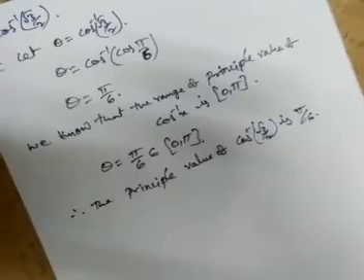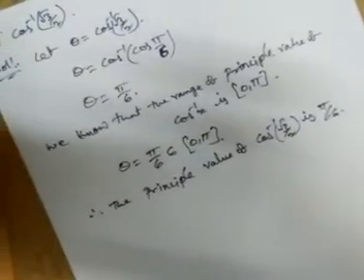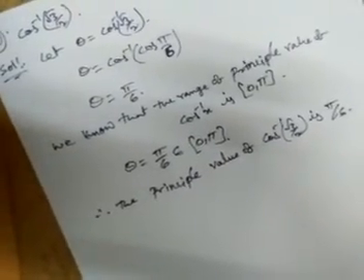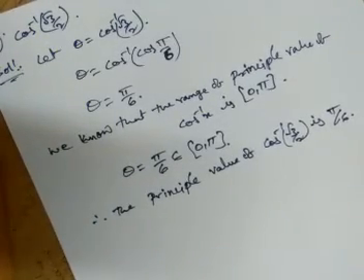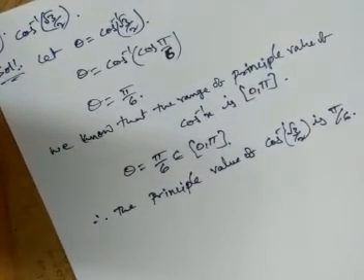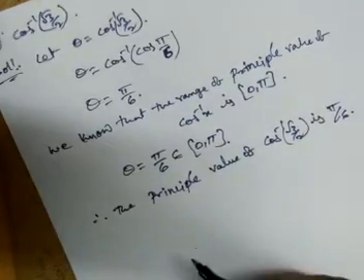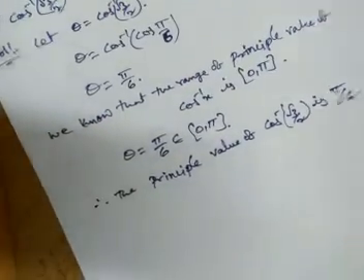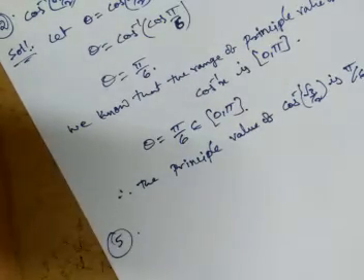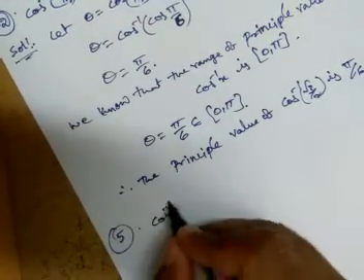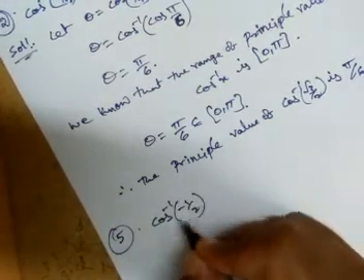Next, the third question is similar to the first and second question. Fourth question also is similar to the first and second question. Now I am going to explain the fifth question: cos inverse of minus 1 by 2.